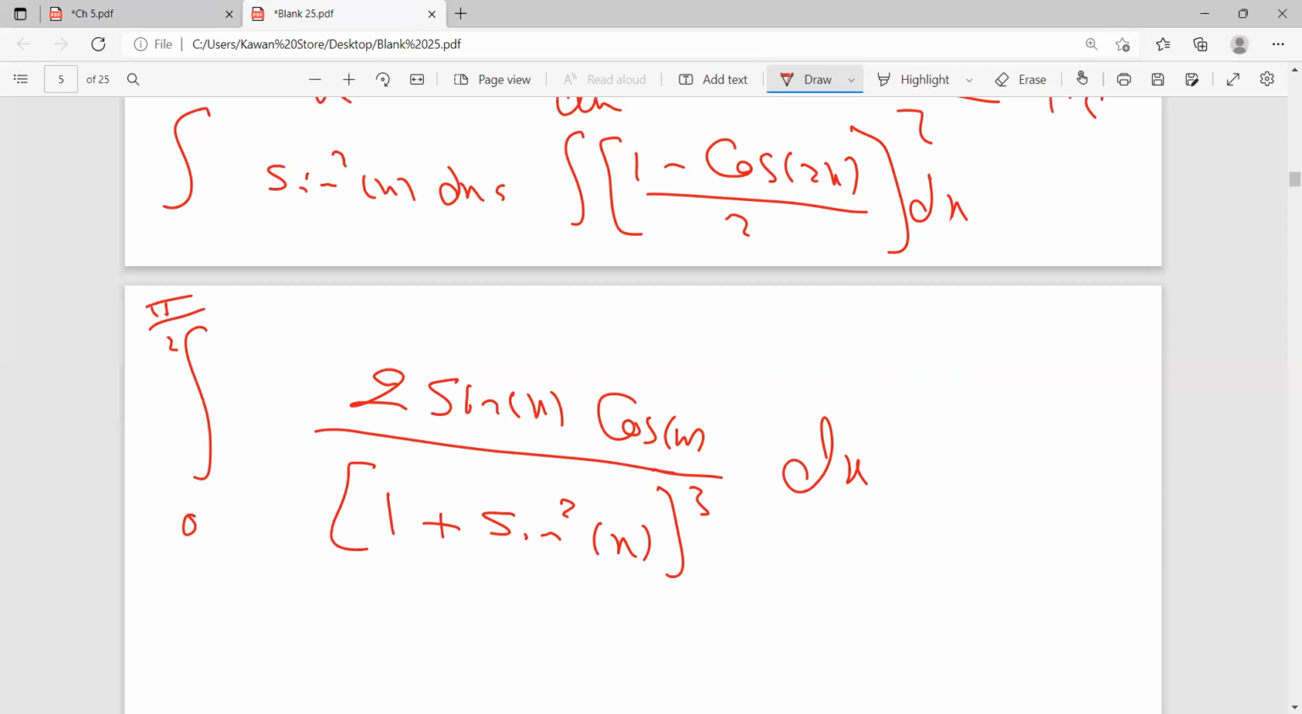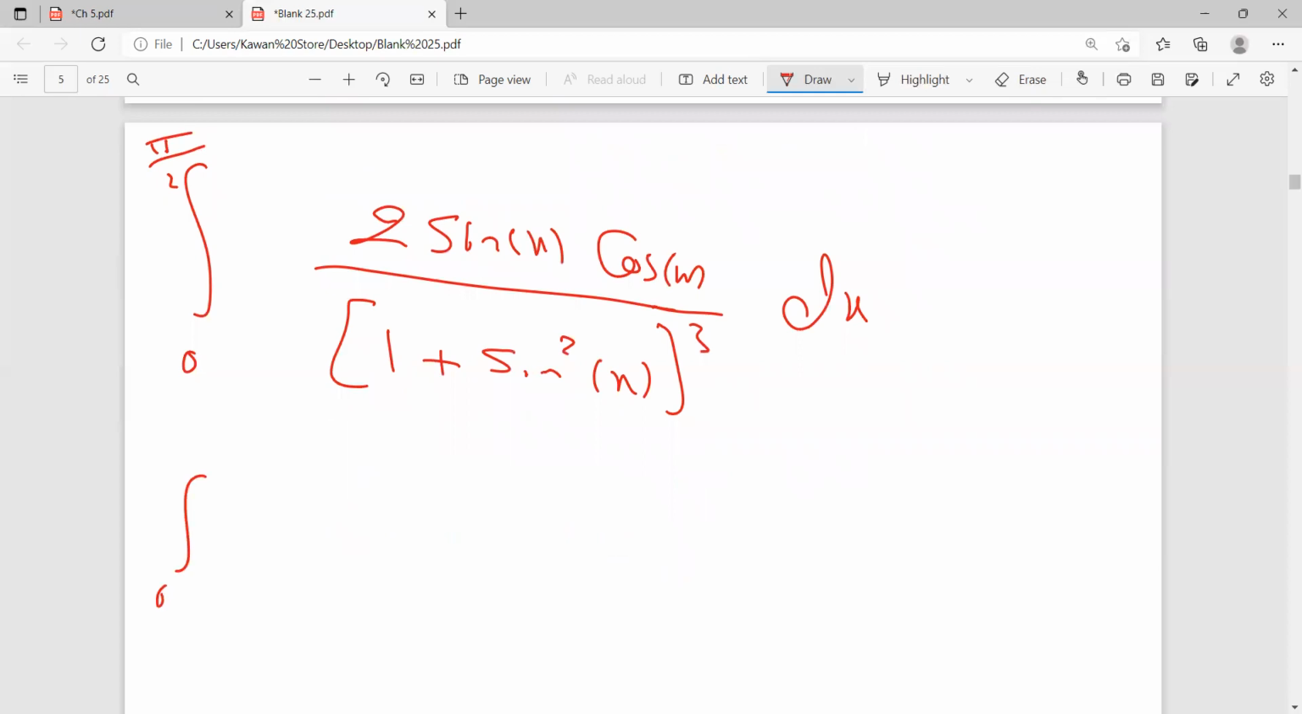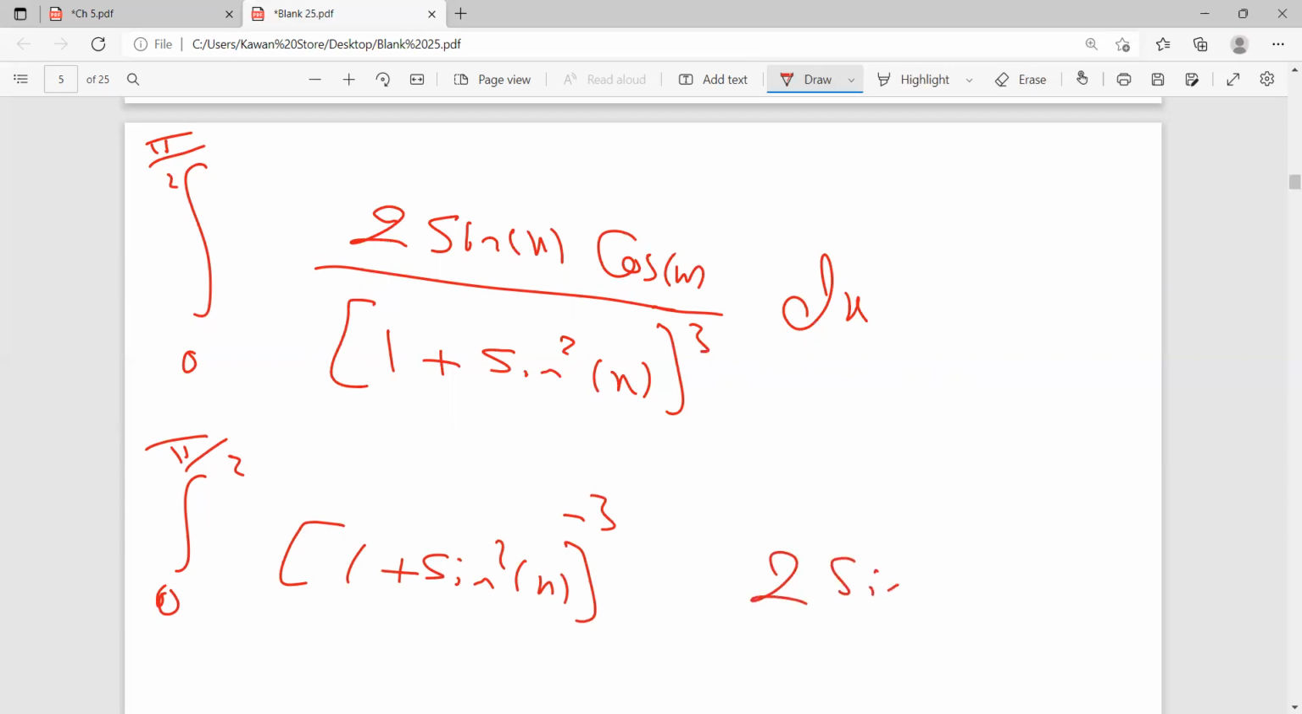At the beginning, actually, I am afraid of that example. We have sine, we have plus, we have square, we have cube, we have a fraction, right? But it's easy. Bring it up. Today, this is the third example where we bring the exponent up. So bring it up, and you will get easy things. From 0 to pi over 2, 1 plus sine square of x to the power of minus 3. Am I right? And here we have 2 sine of x, cosine of x dx.